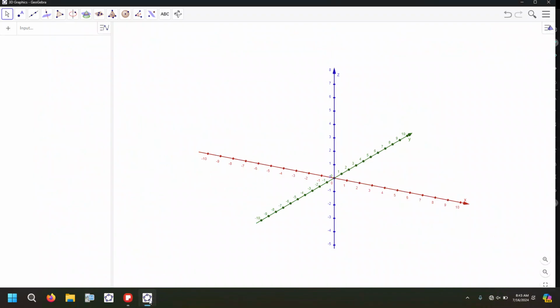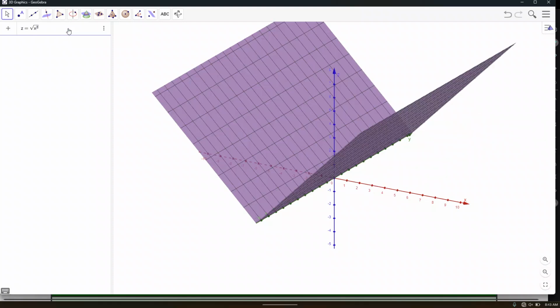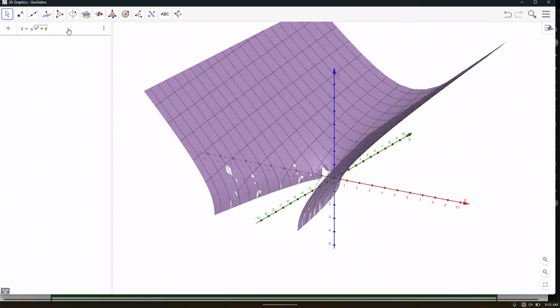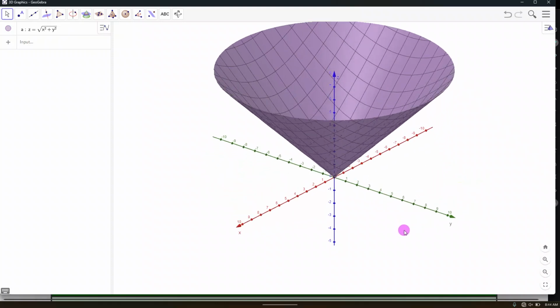So you want to see my keyboard? Okay, so that is z equals the square root of x squared plus y squared. All right, so x squared plus y squared. All right. Well, so this is our cone in space, in 3D perspective, right?